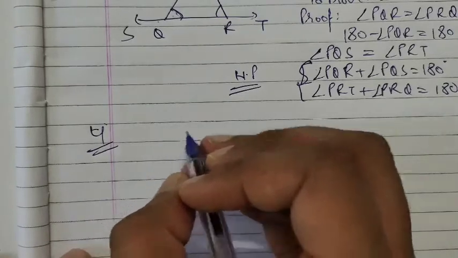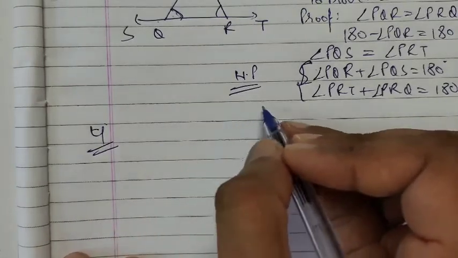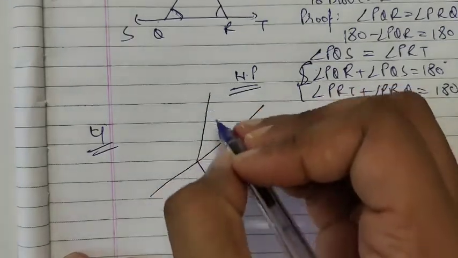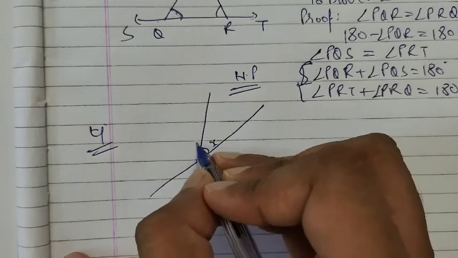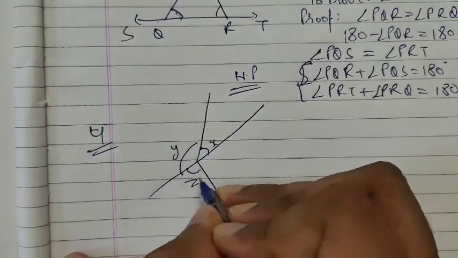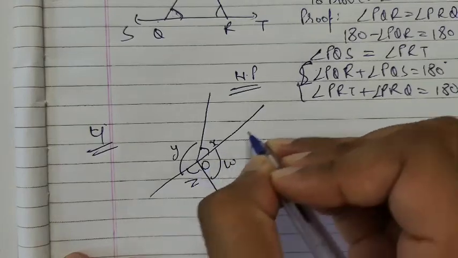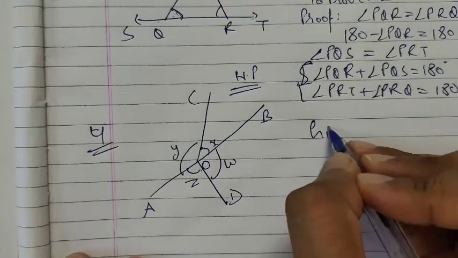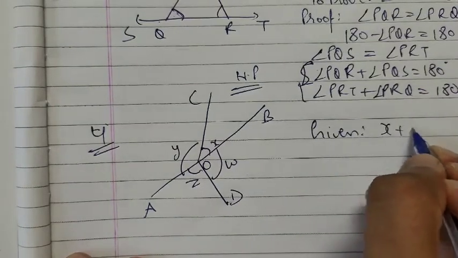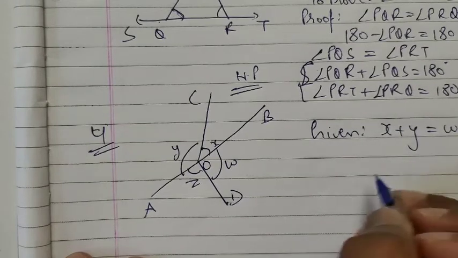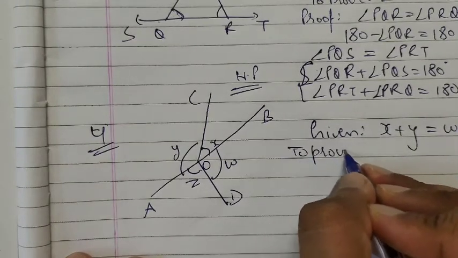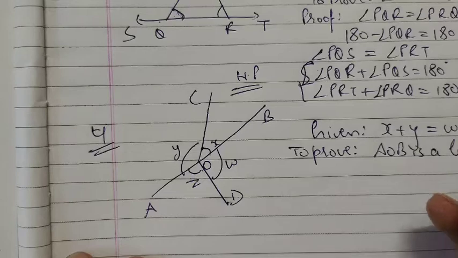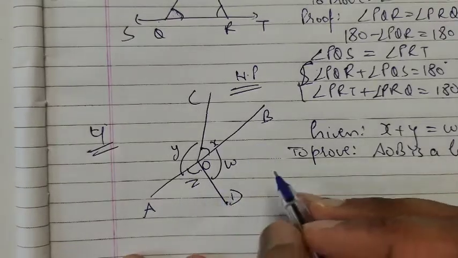In question number 4, this is the figure, somewhere this sort of figure is given. X, Y, Z, W, this is O, B, A, C, D. Given: x plus y is equal to w plus z. To prove: AOB is a line. So if AOB is a line, we need to prove this.